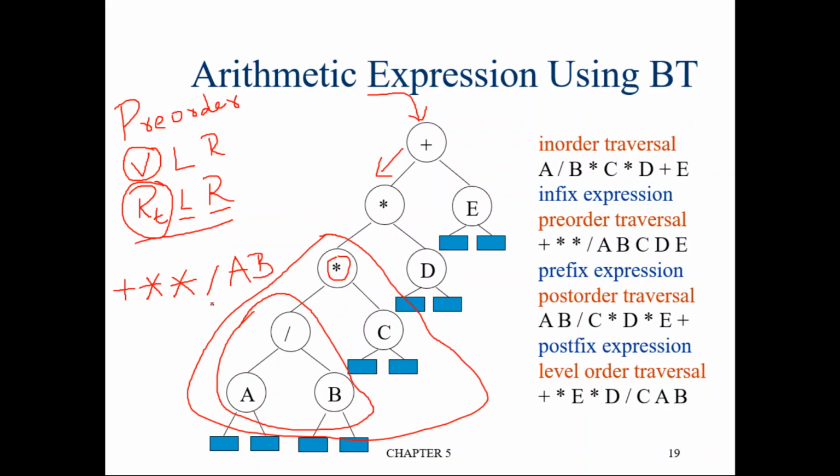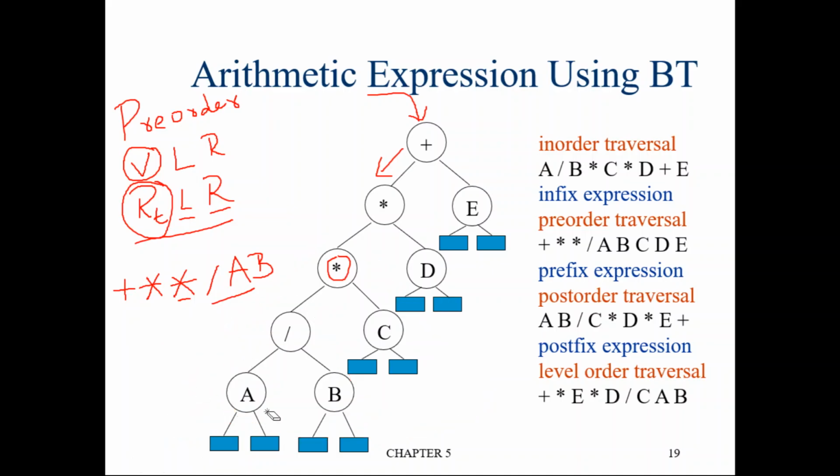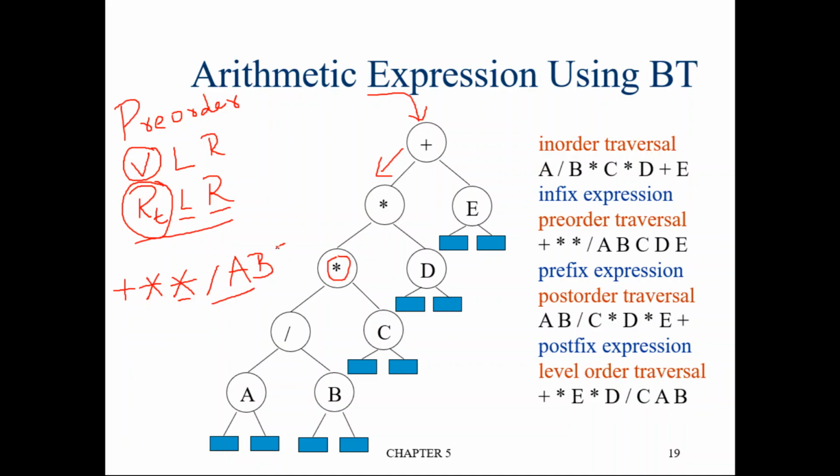This entire thing is already displayed. The root is also already displayed. It means you already visited the root. The star is already visited, which is the root node of this subtree. Its left child also already visited. So root is visited, its left child is visited. After that, what should be visited? Its right child. What is its right child? Its right child is nothing but C. So visit C.